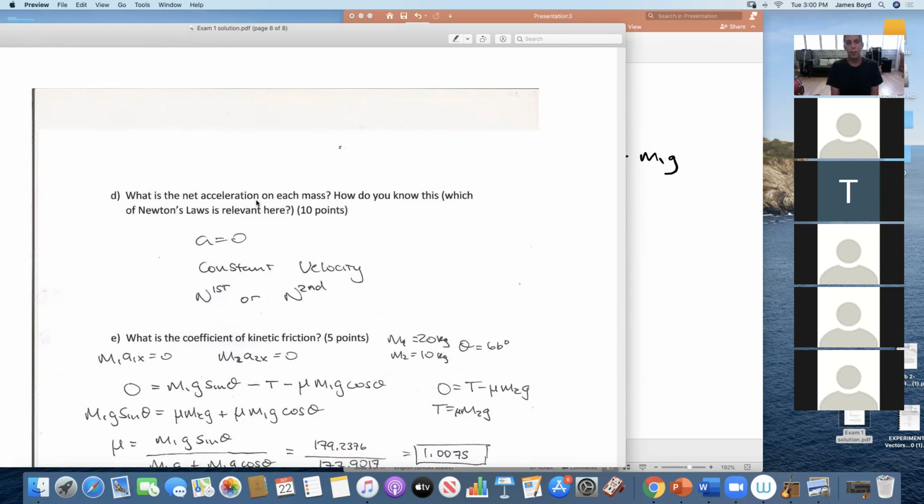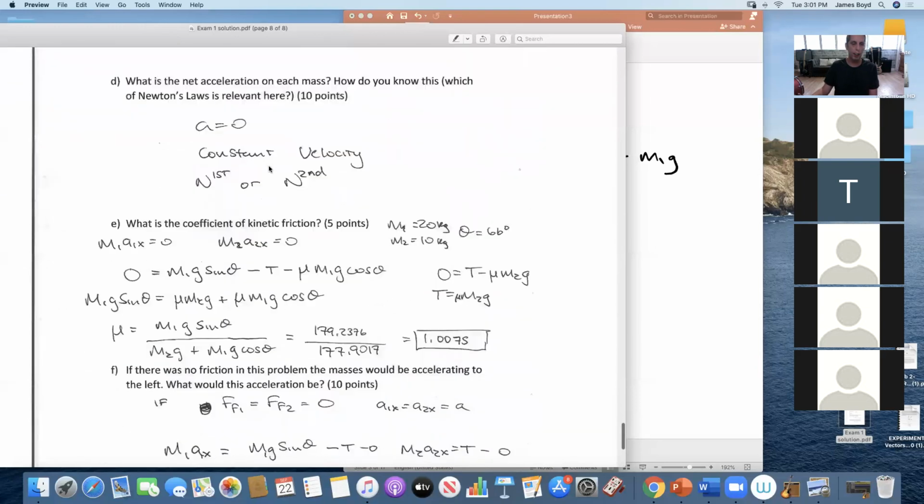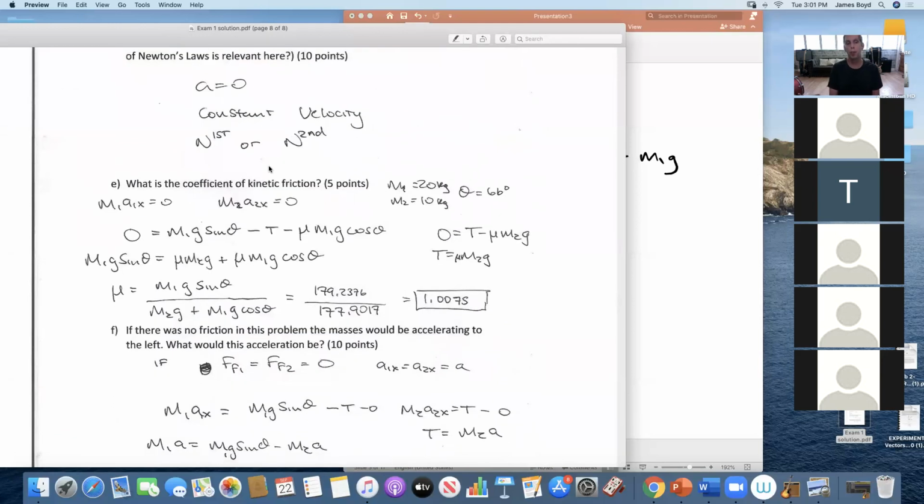That's either Newton's first or second law. You could either say it's the first law, object at rest stays at rest, object in motion stays in motion, or it's the second law, which is F equals ma. You could use either one, and I would accept either one. Now, once you have these, I want you to do something with them. And what I want you to do here is tell me what that mu is.